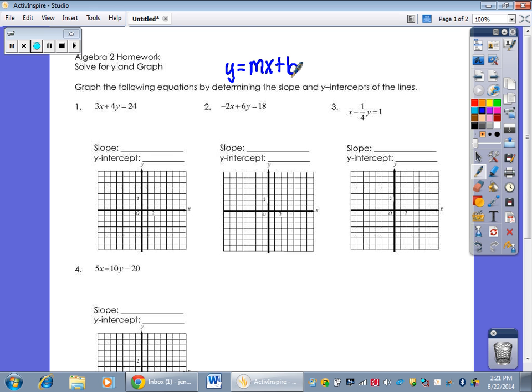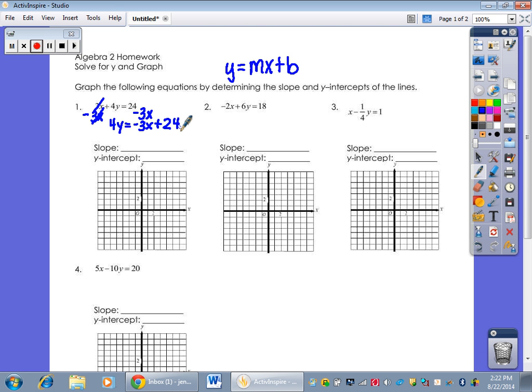Okay, first step should have been to subtract 3x on both sides. So each side you're going to subtract 3x. When I subtract 3x from 3x, I cancel, leaving me with 4y equals negative 3x plus 24. Now if you want, you can rewrite that as 24 minus 3x. They mean the same thing.